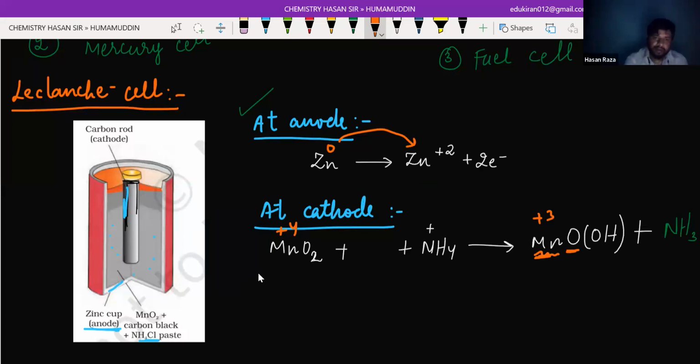And you should also remember the net cell reaction. Net, just wait a minute. Net cell reaction.